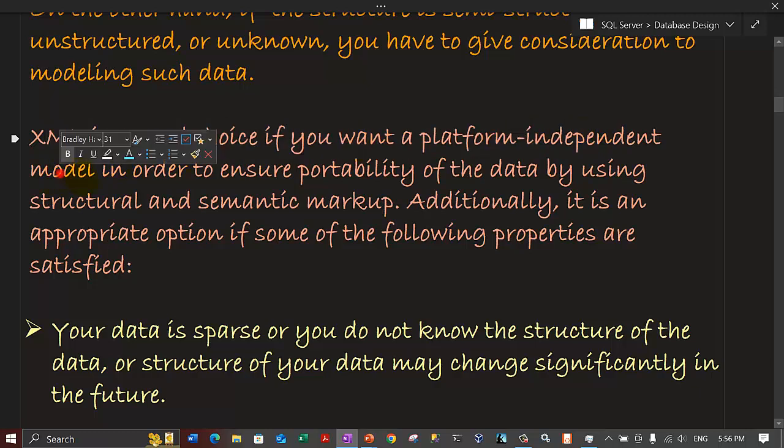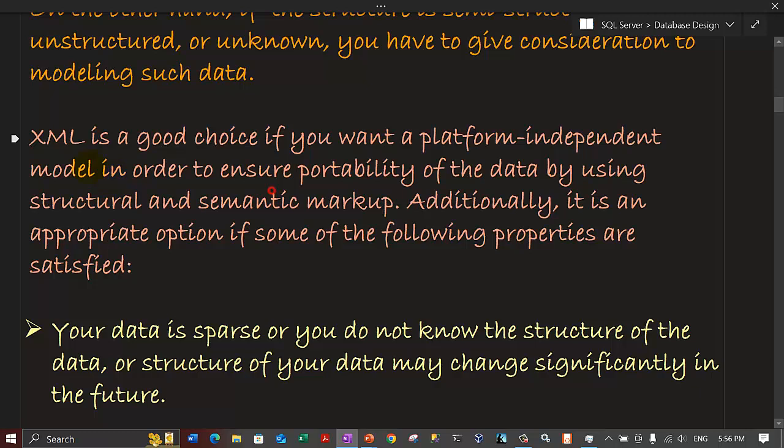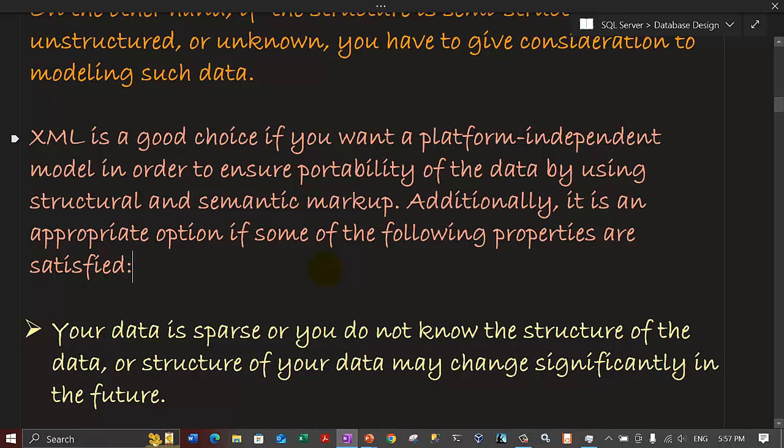So if we talk about XML, it's a platform independent model, so it's a good choice when you want a platform independent model in order to ensure portability of the data. So XML provides the portability of the data as it's a platform independent model. It basically ensures the portability of data by using the structural and semantic markup. Now additionally, it is an appropriate option if some of the following properties are satisfied. So we are talking about some of the situations or some of the properties, and these are basically the situations where you should be using the XML data model.